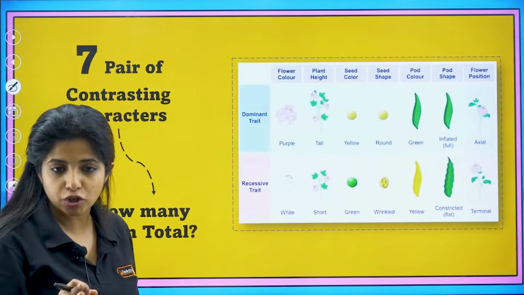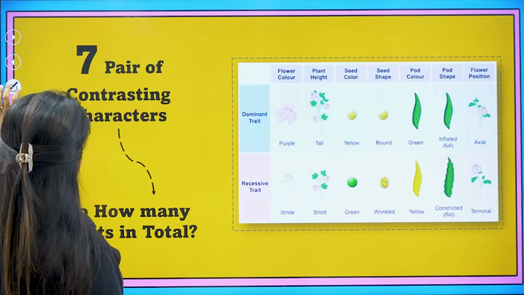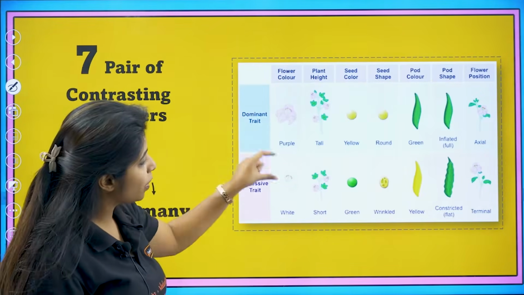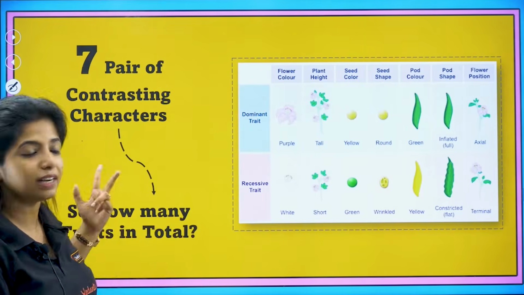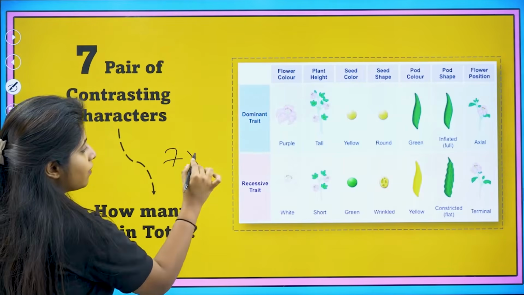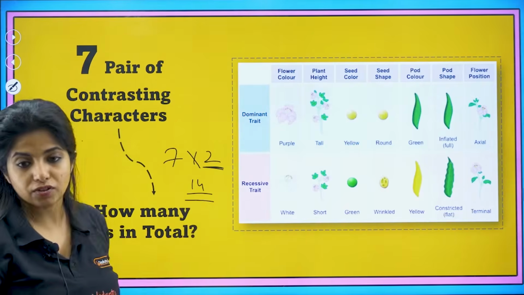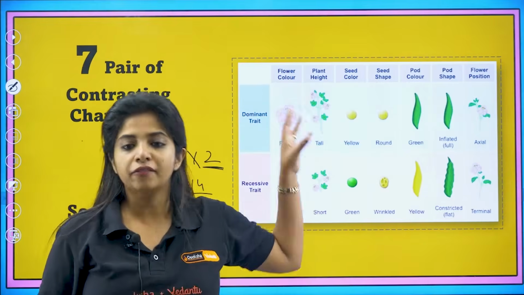You'll get MCQ questions: which one is not the one that Gregor studied? So you should know the 7 pairs of characters. Remember, there are 7 pairs of characters. Each one of them you call a trait. So 7 pairs and you call them 14 traits. 7 pairs, and all the pairs have 2 things. So 7 into 2, 14 traits were being studied. What were those? So you can start with flower. Okay, there is flower color and flower position.